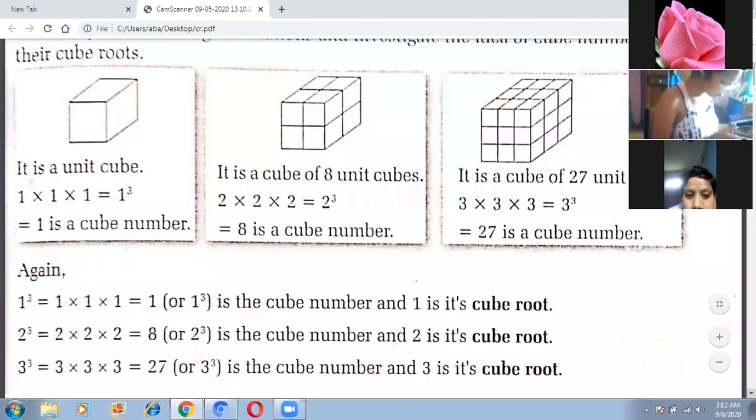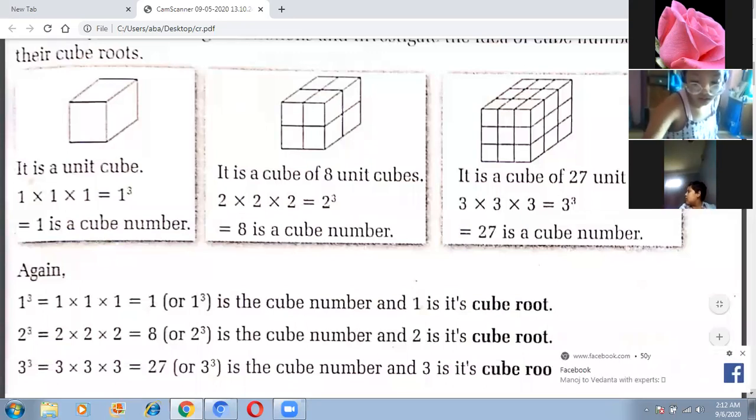The product of three identical numbers is called a cube number. The product of three identical numbers means three same numbers. These numbers are called cube numbers.